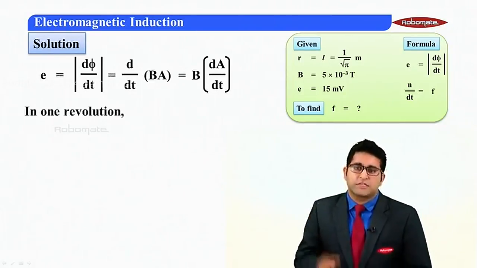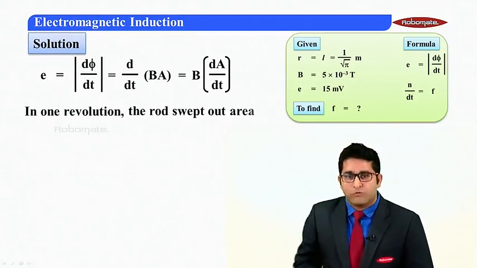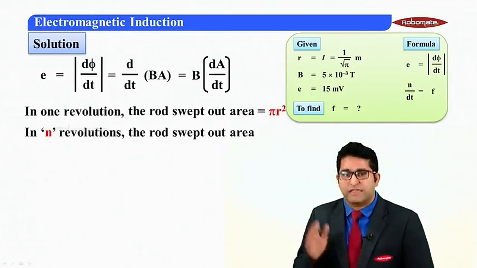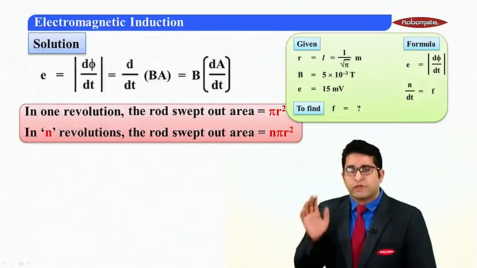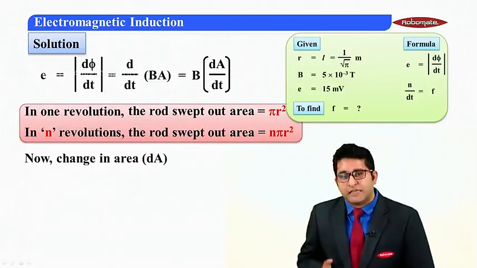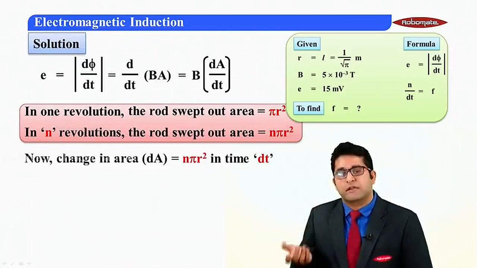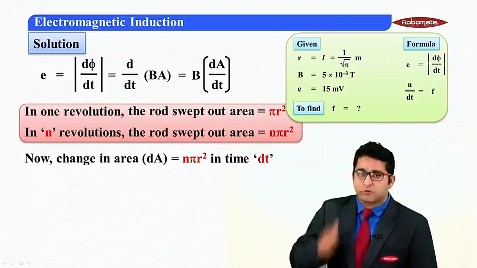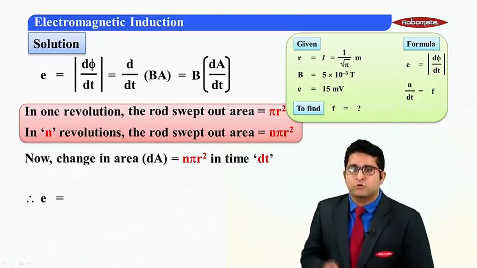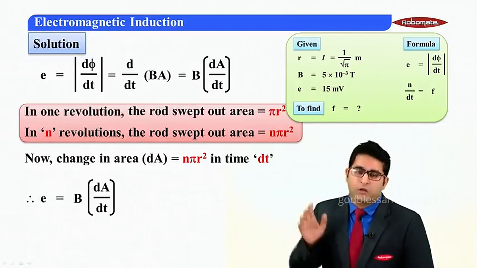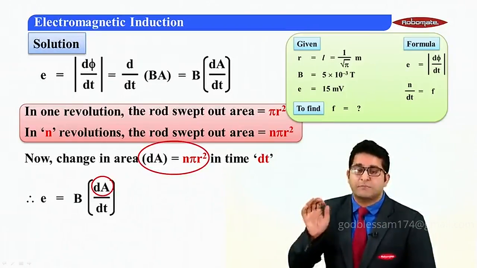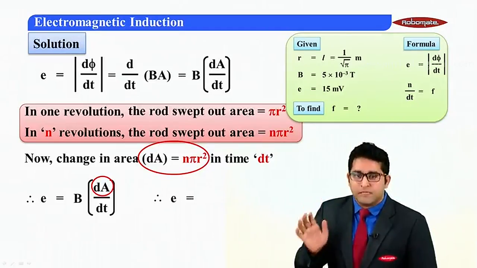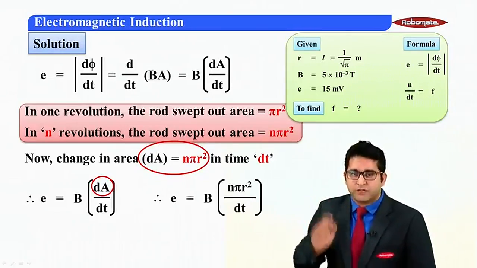Now students, in one revolution, the area swept by the rod will be equal to pi r square. So in n revolutions, the rod will sweep the area equal to n pi r square. So I can say change in area, which is given by dA, will be equal to n pi r square, and that will happen in time dt. Now we know the value of dA. We also know the value of EMF. We know that E is equal to B into dA by dt. What is the value of dA? It is n pi r square. So let us substitute the value. So we'll get E is equal to B into n pi r square upon dt.